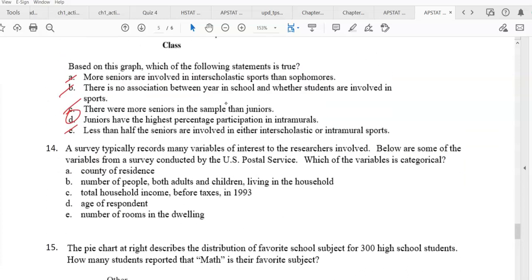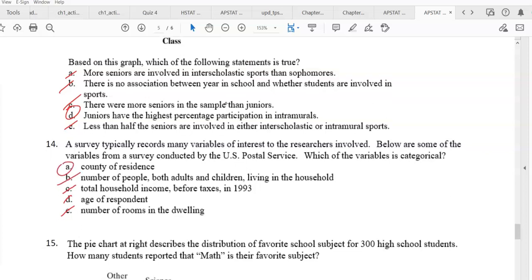A survey typically records many variables of interest to the researcher involved. Below are some variables from a survey conducted by the U.S. Postal Service. Which of the variables is categorical? Number of rooms, that's quantitative. Age of respondent, quantitative. Total household income, quantitative. Number of people, quantitative. Country of residence, like USA. Yeah, that's not even a number.